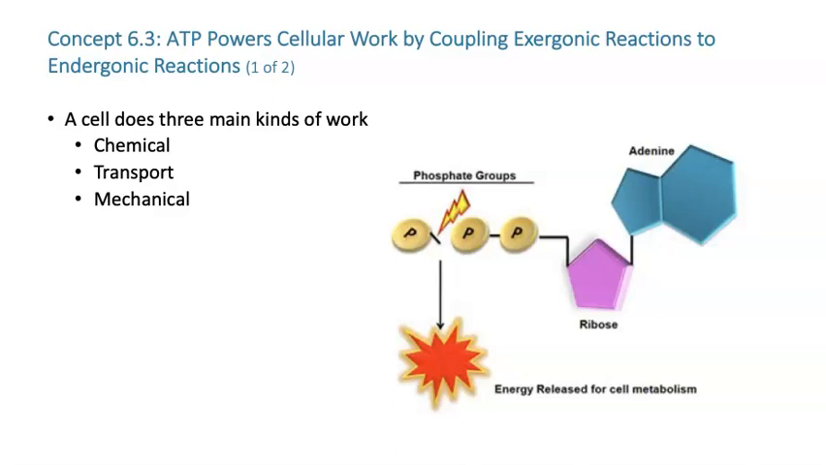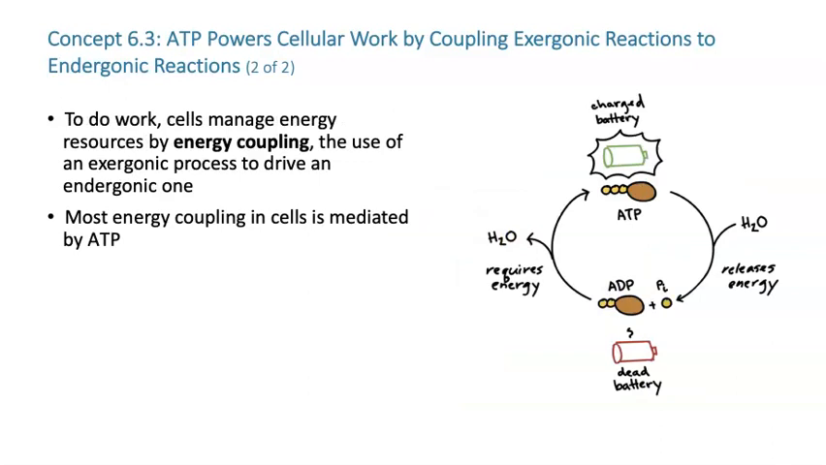So, ATP, again, adenosine triphosphate, powers cellular work by coupling exergonic reactions and endergonic reactions. This is in order for cells to do work. And there's three main kinds of work that a cell does. It does chemical work, it does transport work, and it does mechanical work. We're going to go through all of those eventually, but we're going to start out here by really getting familiar with the concept of ATP and learning a lot of the structures here.